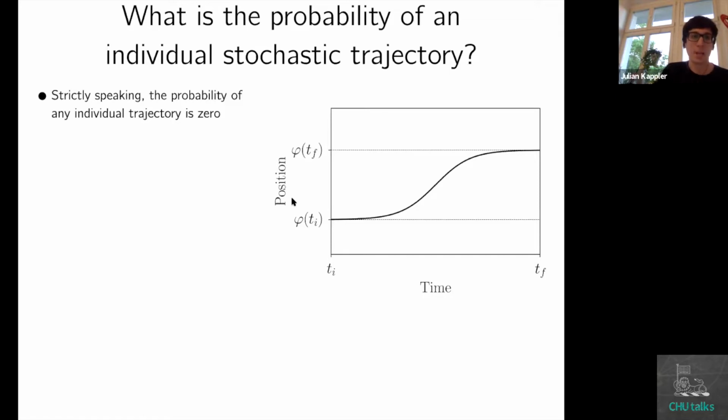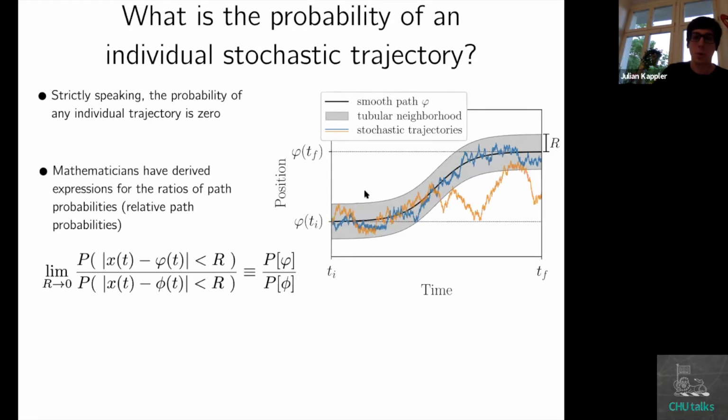And because the path probability is so fundamental, people are working on quantifying it. One way to approach the question, what is the probability of this path, is to consider not only the path, but a small neighborhood. So here we have again the reference path in black, and as a gray shaded region, a small tube around it. It's a tube in space-time. Here's time, here's position. If you think of this in position only, it's like an interval that moves. In the beginning the interval is here, and then it slowly moves to the final position of the particle.